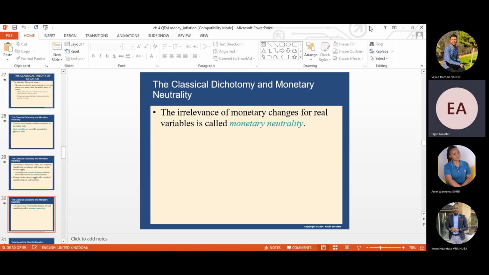The irrelevance of monetary changes for real variables is called monetary neutrality. The irrelevance of monetary changes for real variables is monetary neutrality. This is very good to know.